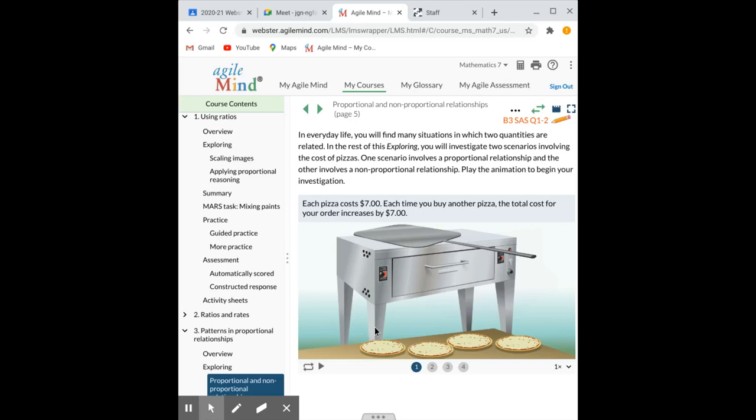Okay, so in this block today, this is Agile Mind Section 3, Block 3. We're going to be deciding whether two quantities are in a proportional relationship by looking at tables or graphs. We're also going to be able to identify the constant of proportionality or unit rate in tables and graphs. And we're going to be able to represent proportional and non-proportional relationships with equations. So, today, we're going to be looking at patterns in proportional relationships.